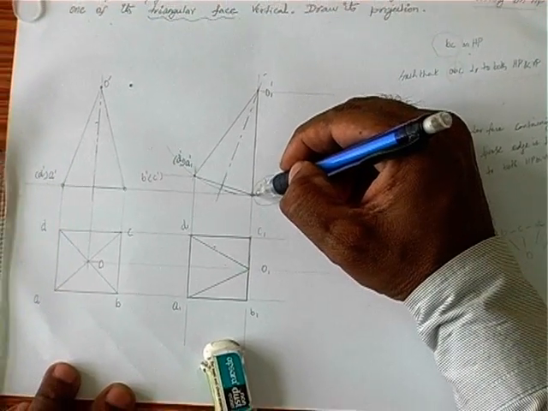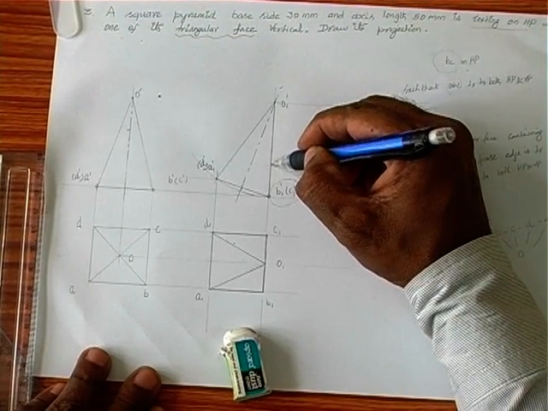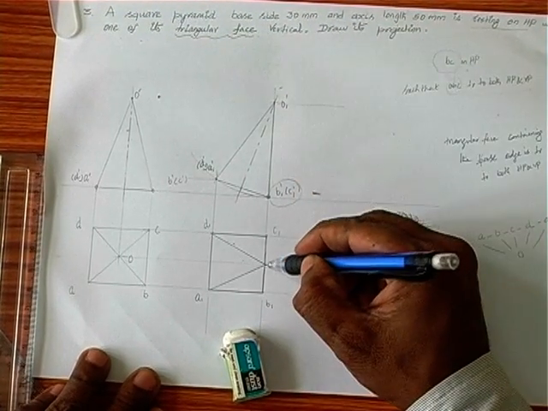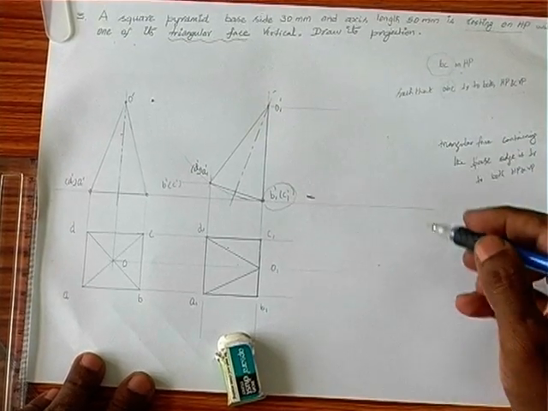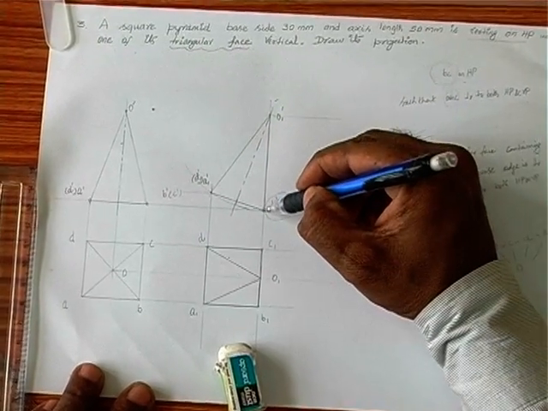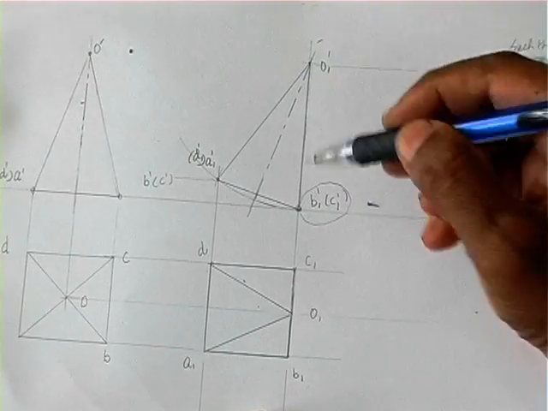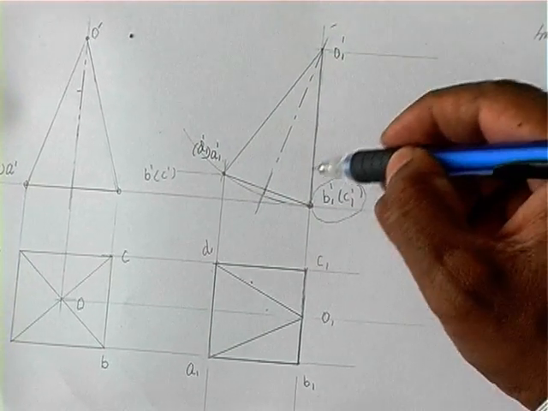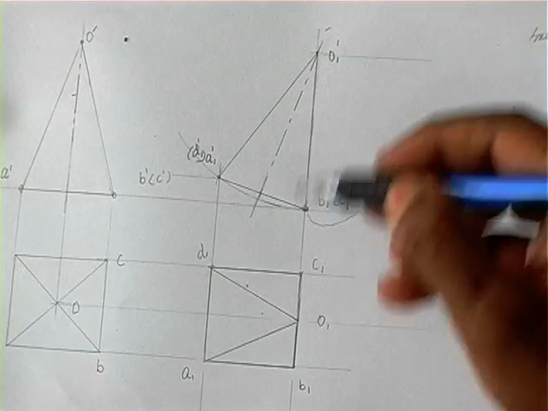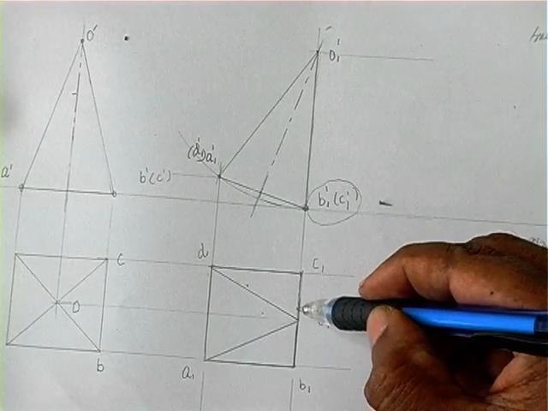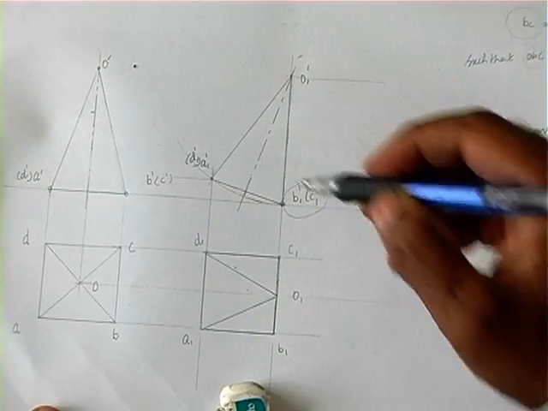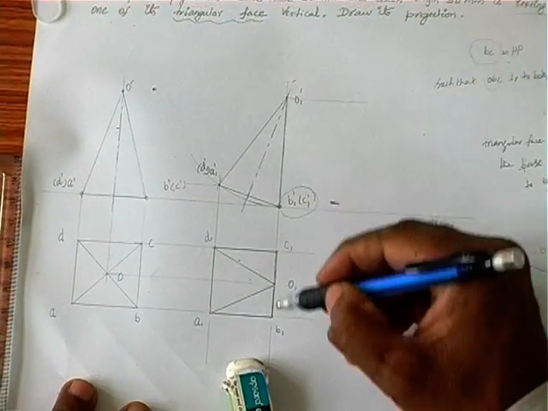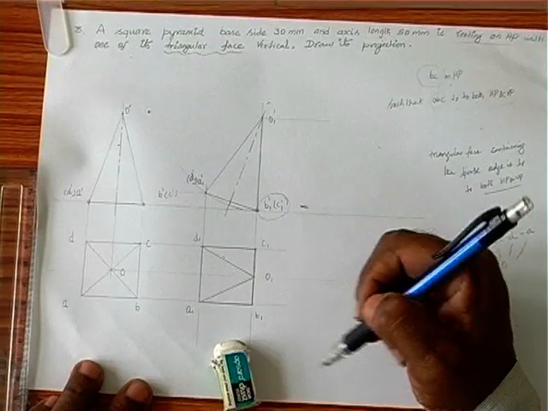Here O dash, B dash, C dash is a line. O1, B1, C1 is also a line. If a plane is perpendicular, naturally its projection should be a line. If a plane is perpendicular to VP, its front view is a line. If a plane is perpendicular to HP, its top view is a line. If a plane is perpendicular to both HP and VP, both front view and top view are just lines only.